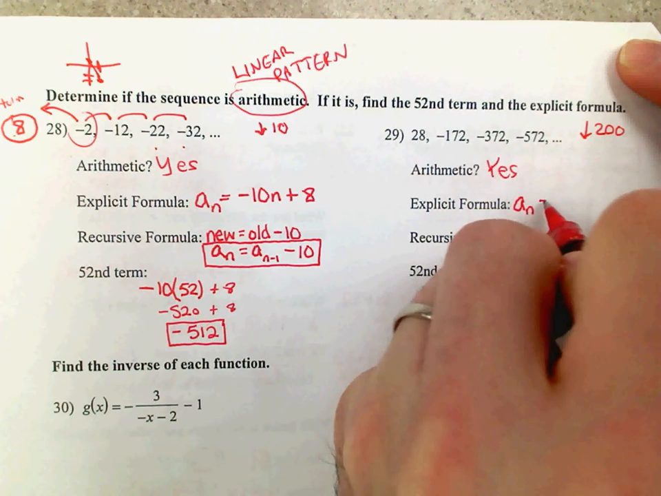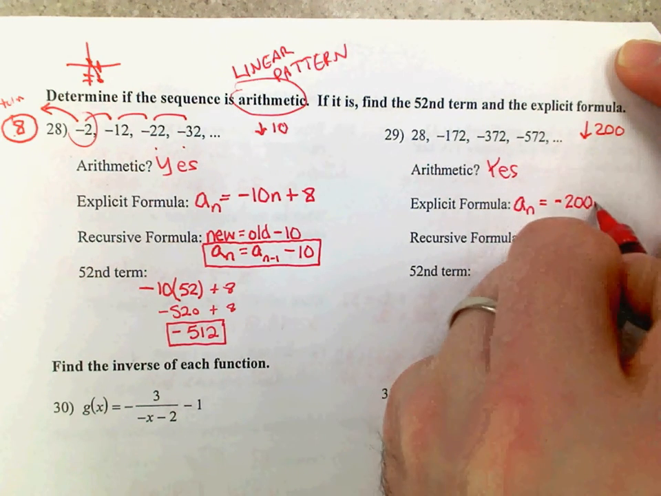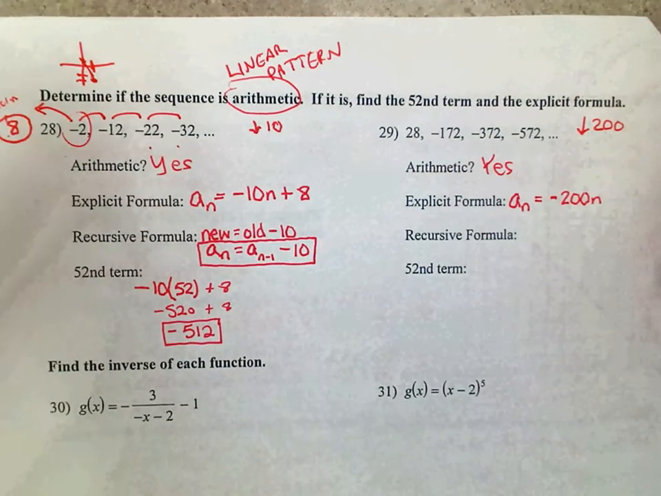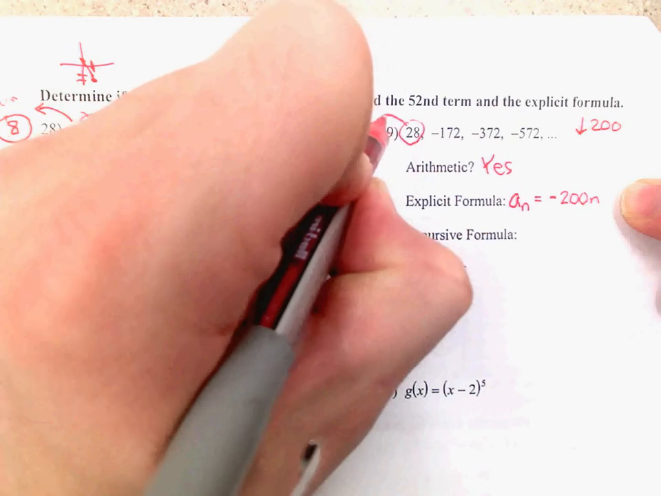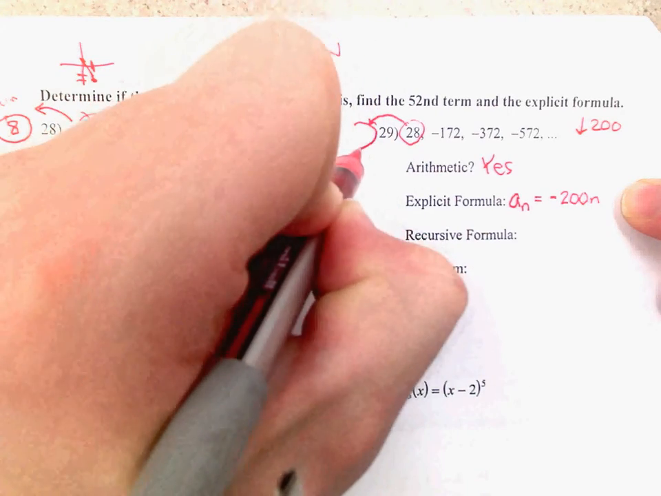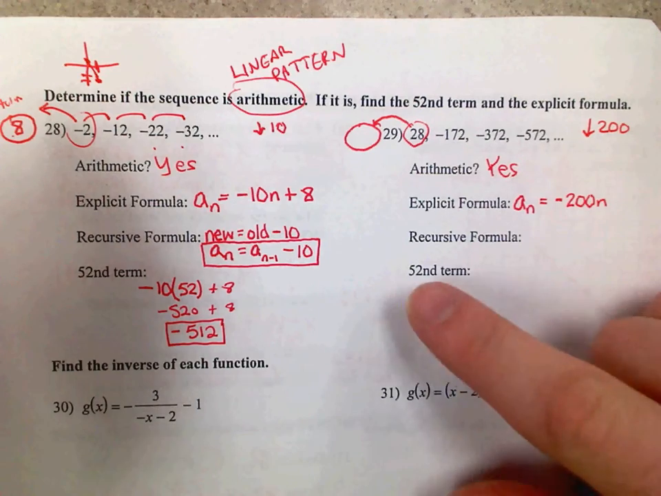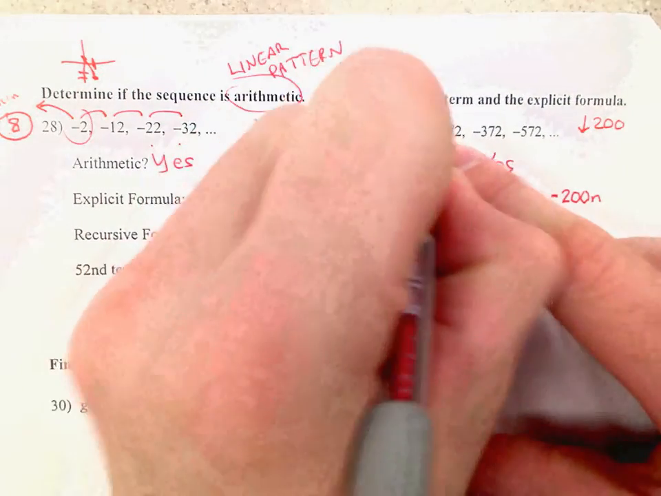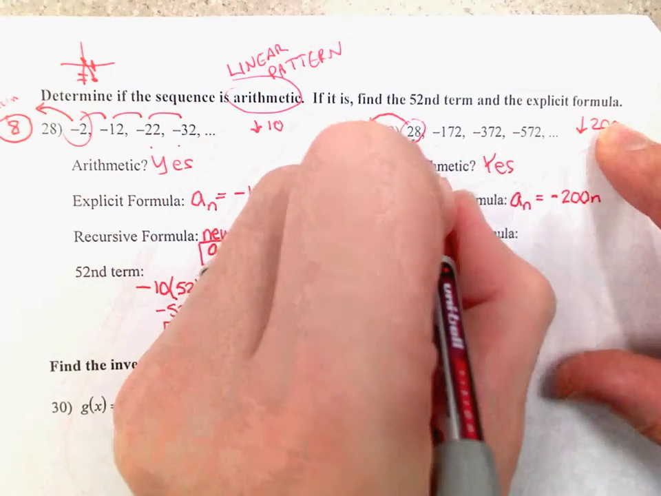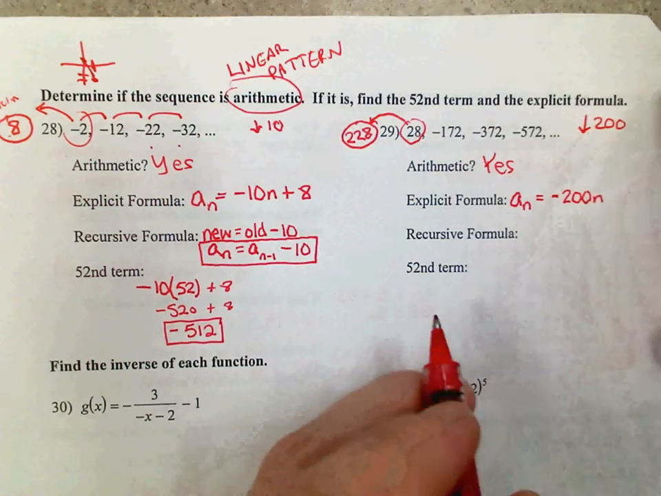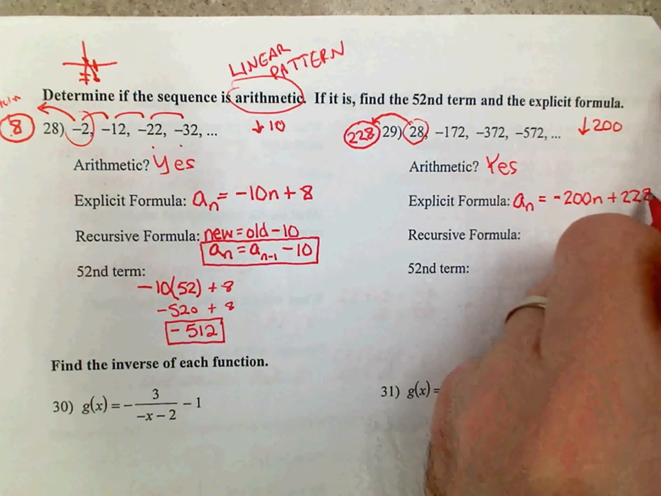Explicit formula is going to be the slope, which is negative 200 n. And then the y-intercept, again, is not the first term. It would be what we kind of call the 0 term. So you have to think, what's in front of the first term? If we could go backward on the sequence, what would we see on the other side? And we would have seen 228, because 228 minus 200 would give me 28. So that 0 term, that y-intercept, if you will, is 228.